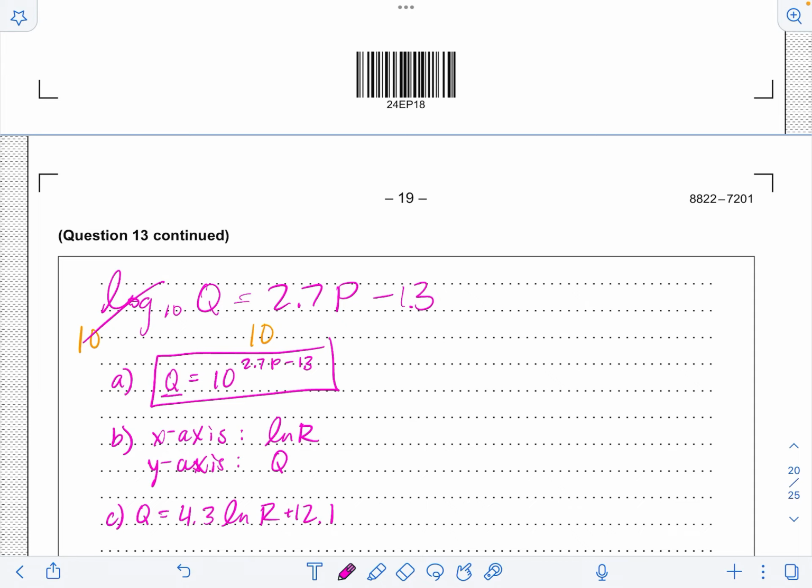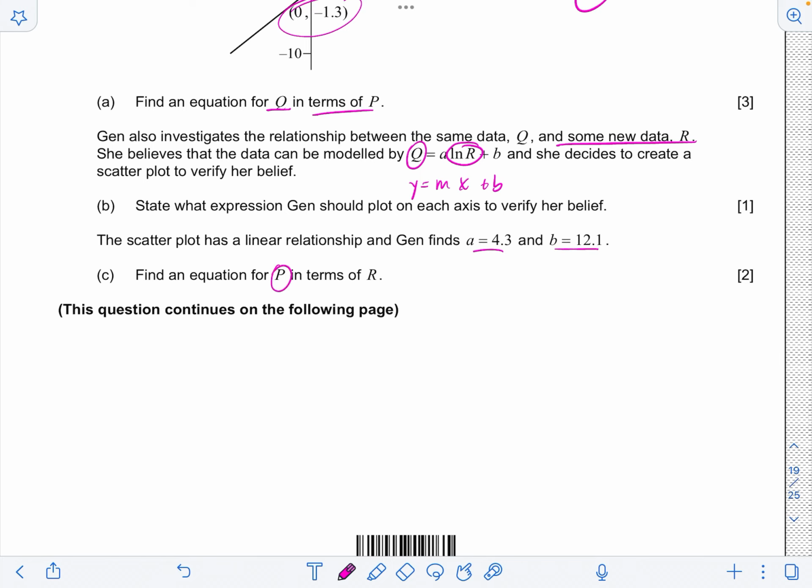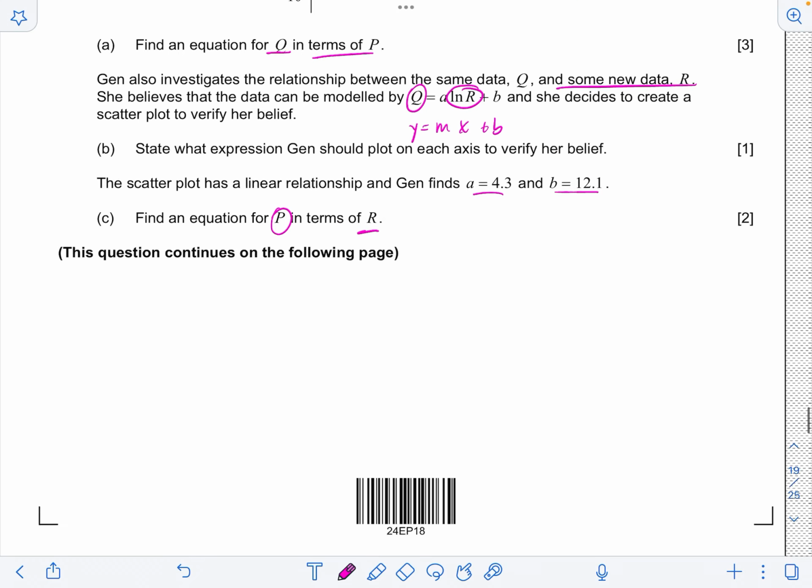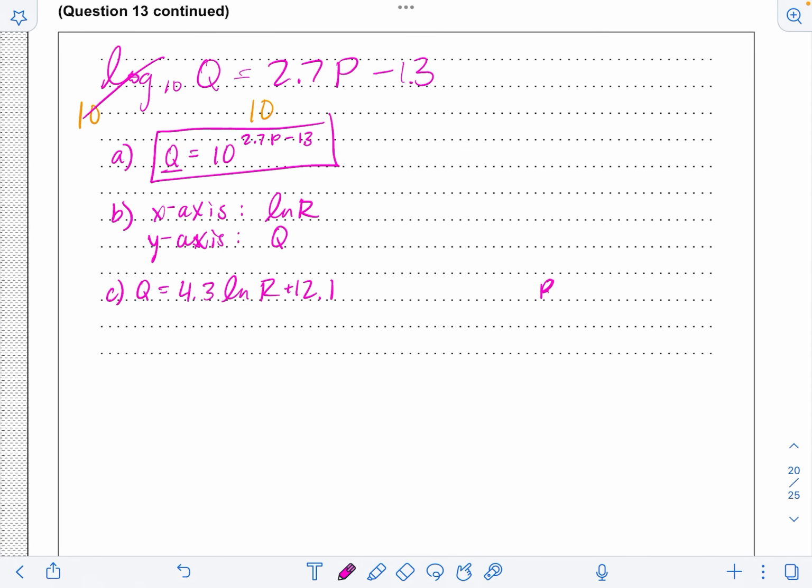Now, we're given that information. Let's see what it actually is asking for. Find P in terms of R. So we want something to be p equals and have r as the variable. We want to connect p and r somehow. Here we have an equation that connects q and r, and previously we had an equation that connected q and p. Since they're both equal to q, we can set them equal to each other. Yes, we want p and r. So we have 4.3 natural log r plus 12.1 equals 10 to the 2.7p minus 1.3.